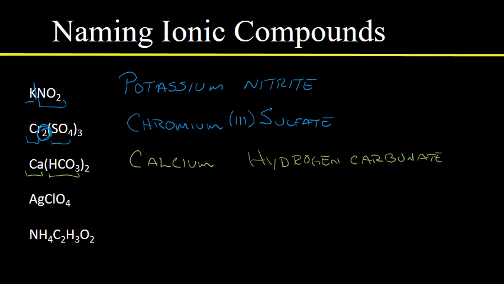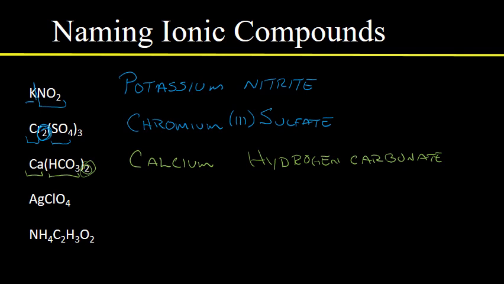Right. And because calcium is in group 2, it always has a charge of +2. That means we don't need to include the charge here. So we can just name this calcium hydrogen carbonate. And if you want to run the numbers and put them in the table, you'll see calcium is +2, hydrogen carbonate is -1. And so that's why we need 2 hydrogen carbonates for each calcium.